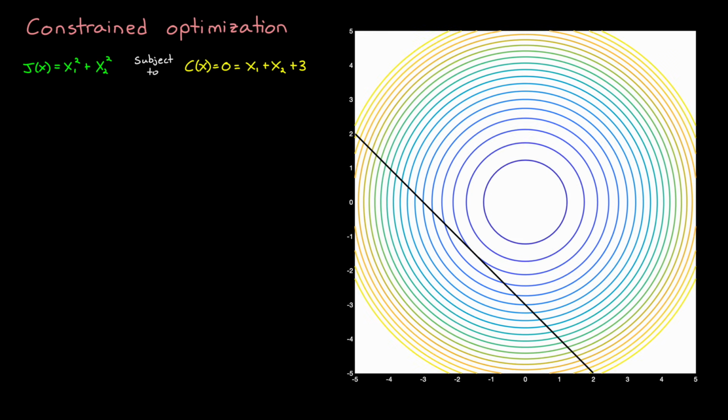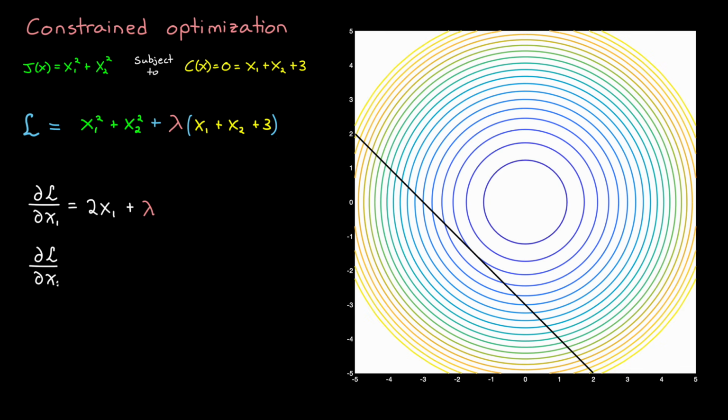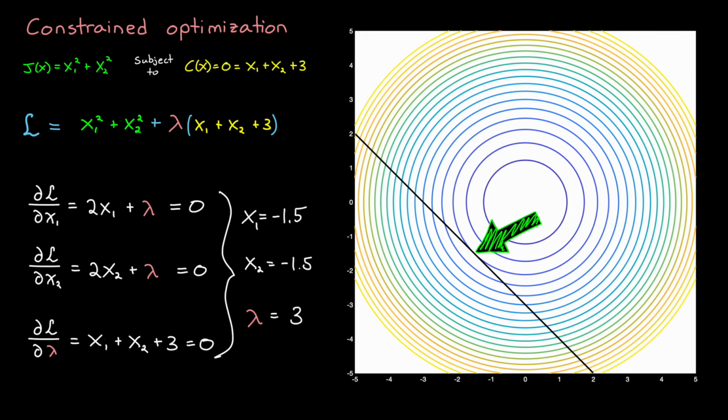All right, so now that we understand why the Lagrangian is important, let's use it to solve the constrained optimization problem. Our Lagrangian is x1 squared plus x2 squared plus lambda times (x1 plus x2 plus 3). And the gradient gives us these three equations, which we can use to solve for the three unknowns by just setting each of the equations to 0. And we find that the optimal point is at minus 1.5 and minus 1.5. And the Lagrange multiplier has a value of 3.